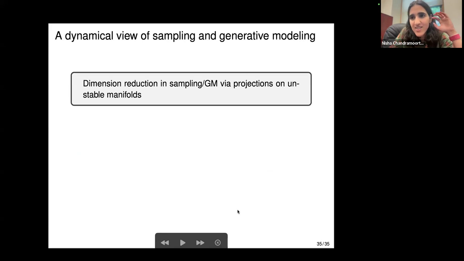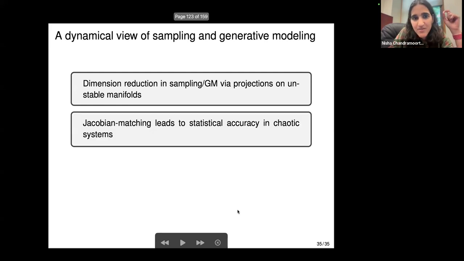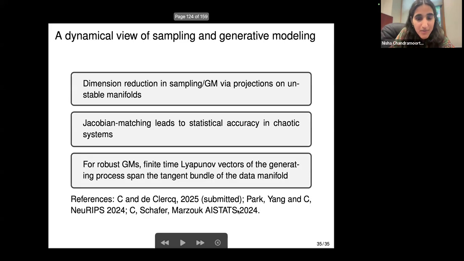Okay. So I will conclude here with a brief summary and references. The last thing I said was that we can hopefully think about dimension reduction algorithms for sampling and generative modeling, in the case where our target measure is an invariant measure of a chaotic system, by thinking about these projections on unstable manifolds. Before this, I'm going in reverse chronological order, I talked about adding this Jacobian term, and the fundamental question of why this leads to statistical accuracy when the target measure is the invariant measure of a chaotic system.